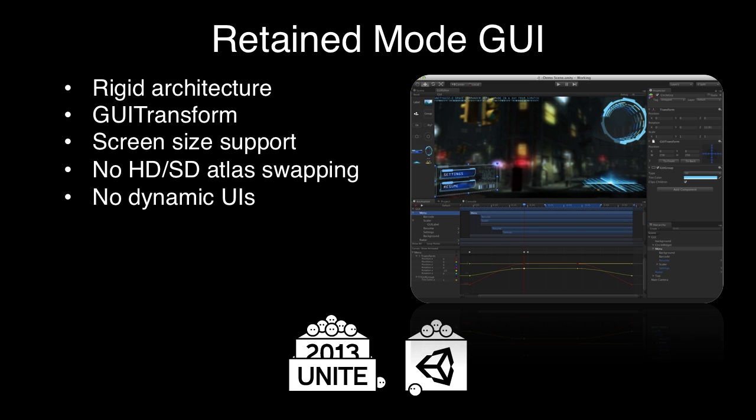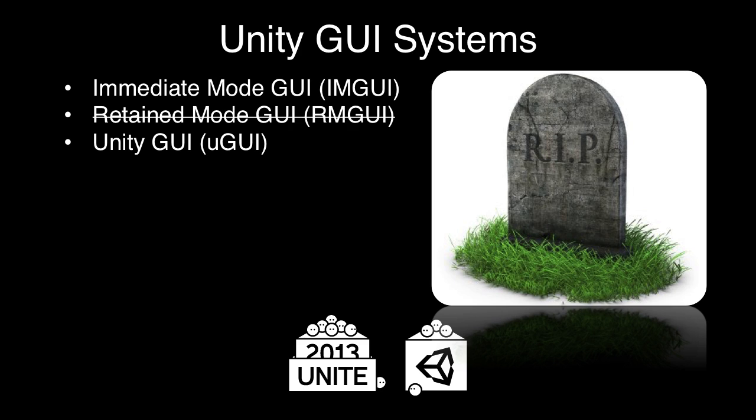So in the end, we decided that NGUI was easier, and we ended up scrapping it. And this is when Unity's new GUI was born. The idea was simple. Take an existing solution, that being NGUI, and make it better. I mean, it is a decent solution, and a lot of people seem to like it.